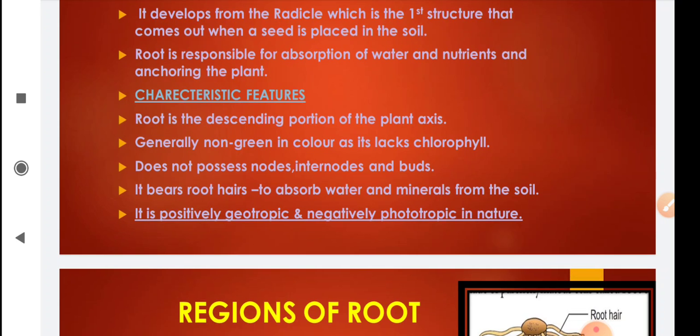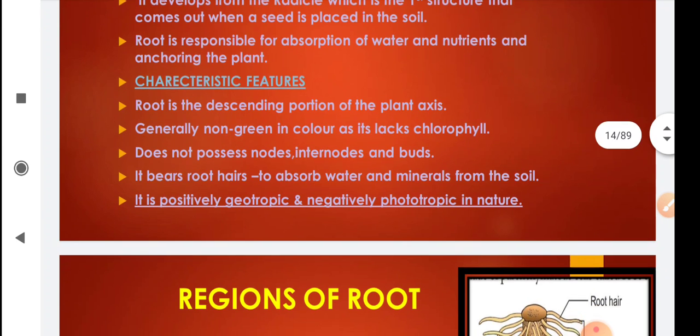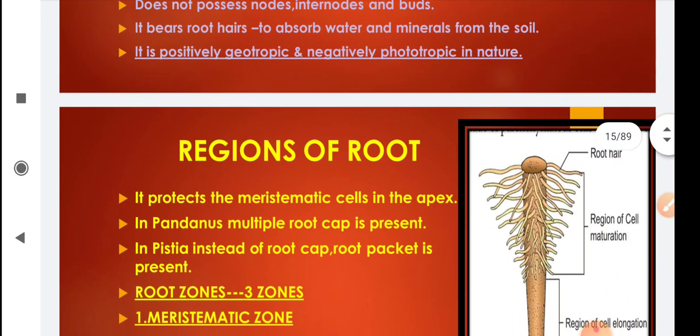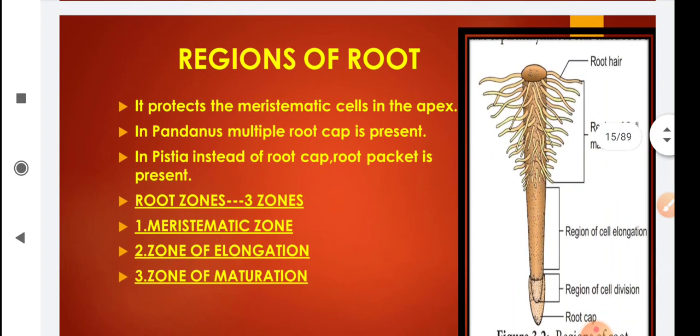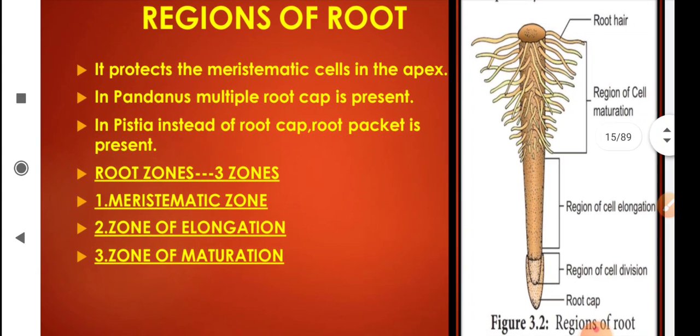What do we call phototropic? If it grows towards the sunlight, that is called phototropic. In the general characteristics of root, they will ask 2 mark or 3 mark questions. All of you read this question. Next, regions of roots. This is an important 2 mark question. This diagram will be asked every time in last year's question papers, so you must draw the diagram in your classes.